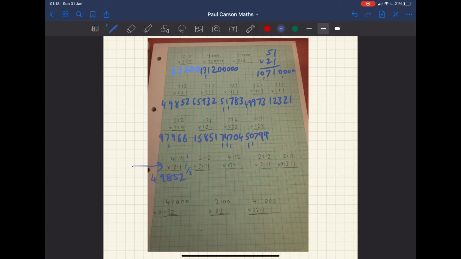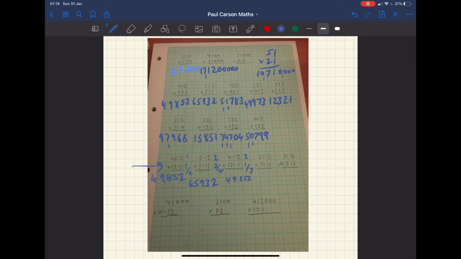Same for 2.12 times 2.12 times 3.11. The answer is 65932. So how many decimal places? 2 and 2 makes 4. So the answer is 6.5932. 4.12 times 12.1. Done that one already. It's 49852. So here we have 3 decimal places altogether. So 498.852.